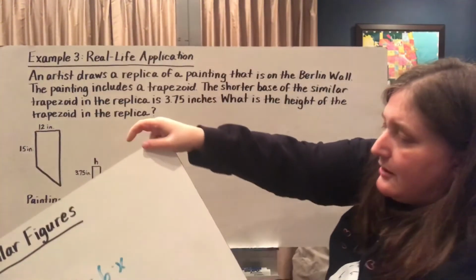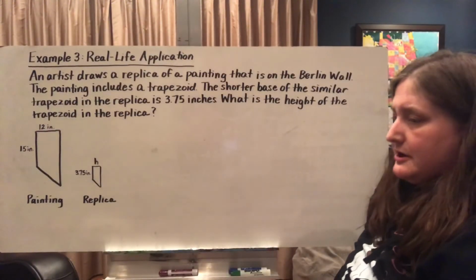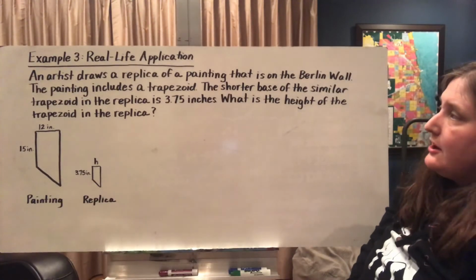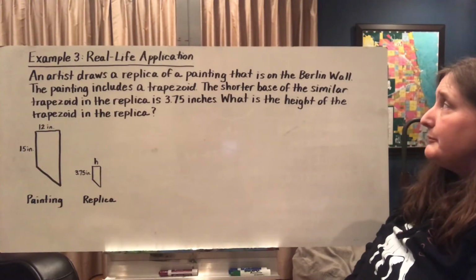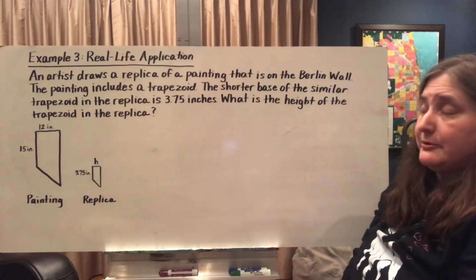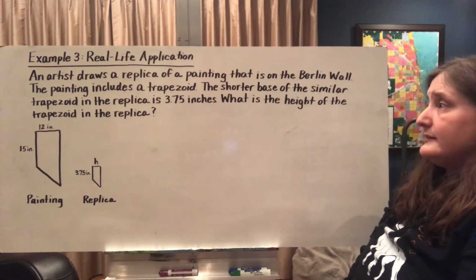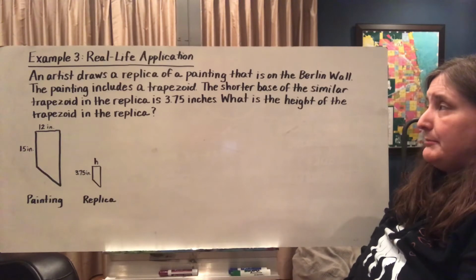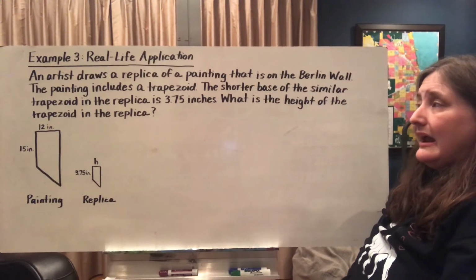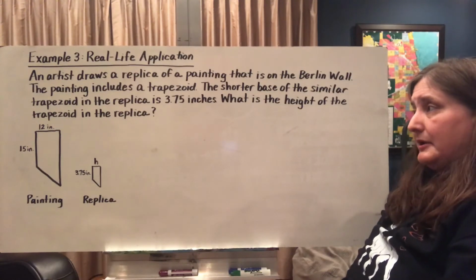Let's take a look at one more example here, a real life example. So we have an artist who's drawn a replica of a painting that is on the Berlin Wall. The painting includes a trapezoid. The shorter base of the similar trapezoid in the replica is 3.75 inches. What is the height of the trapezoid in the replica?